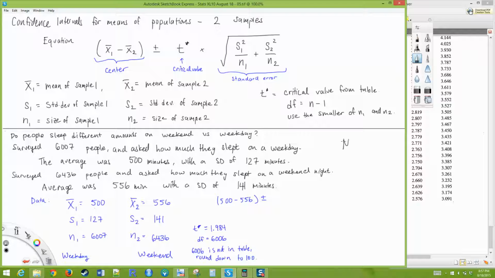Okay. Now it's given: make a 95% confidence interval. Is this okay? So now I'm going to plug in 1.984, and then I have to multiply it by this crazy thing. So s1 is 127, I square that, and I divide by n1, 6007. And s2 is 141, and I square that, and I divide by 6436.